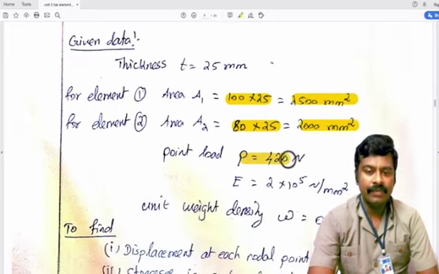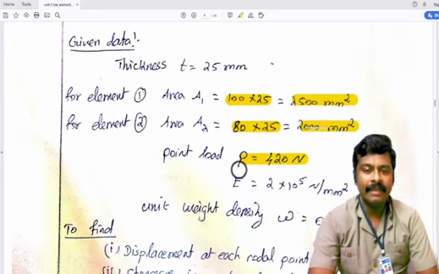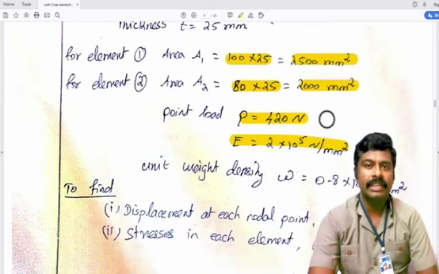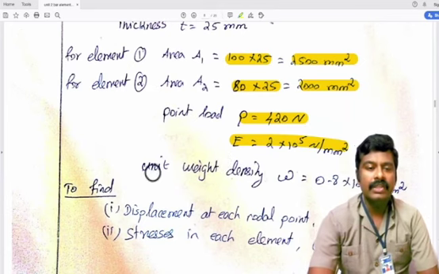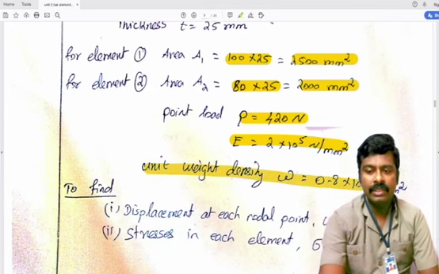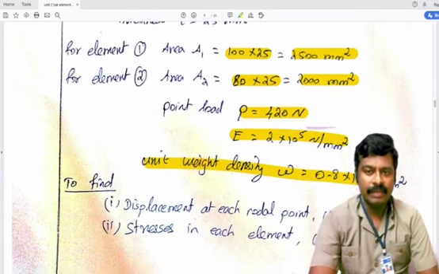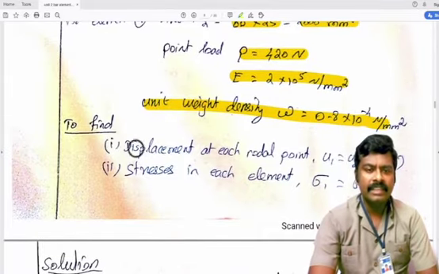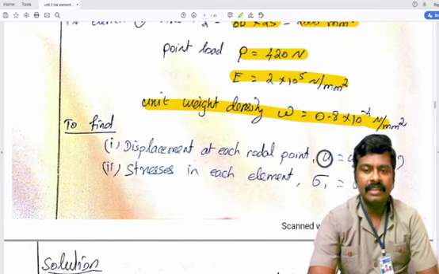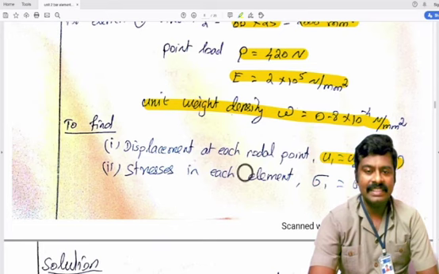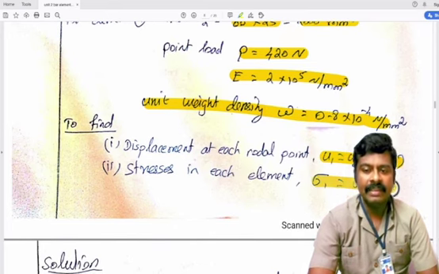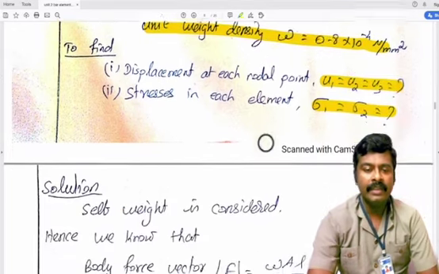Point load is given as 420 Newton, acting at midspan, that is at node 2, and Young's modulus E equal to 2 into 10 raised to 5 Newton per mm square. Unit weight density w equal to 0.8 into 10 raised to minus 4 Newton per mm cube. To find: displacement at each nodal point, that is U1, U2 and U3, and stresses in each element. There are two elements, element 1 and element 2. Therefore, we go on to find the stress of element 1 and 2.